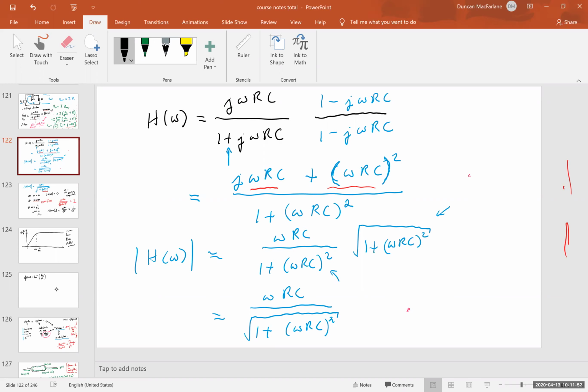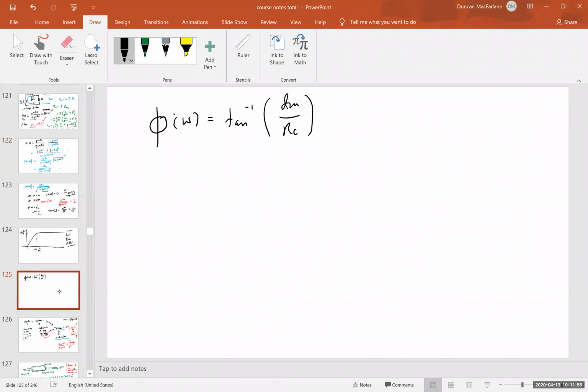So the imaginary part over the real part for this particular example is the inverse tangent of omega RC over omega RC squared, which is equal to the inverse tangent of 1 over omega RC.